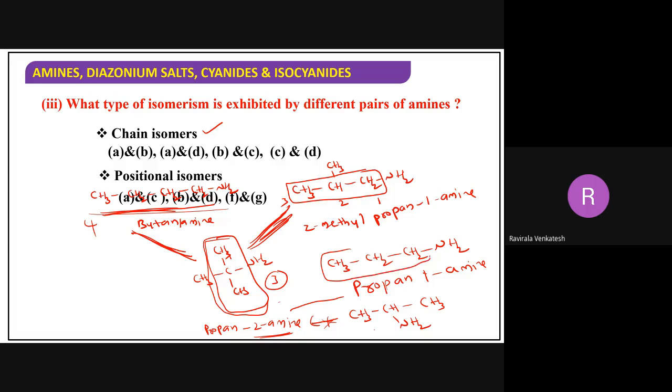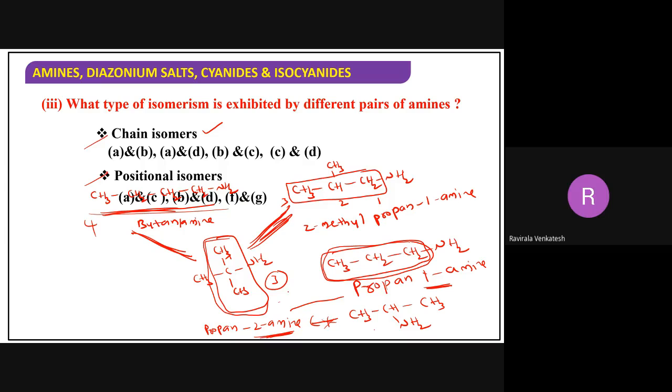So propan 1 amine and propan 2 amine will have the same chain length. In chain isomers, chain length will be different. In position isomers, the chain will be the same, but the position of the functional group will be different. The position of the functional group is 1 amine, and here the position will be 2 amine. So now it is called position isomers.